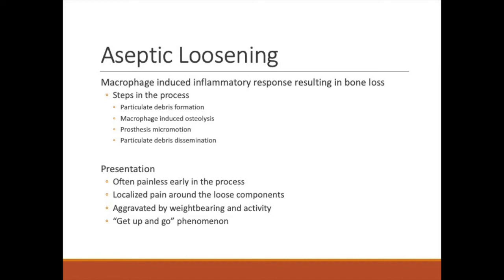Eventually, they will have localized pain around the loose components, aggravated by weight bearing and activity, with what's called the get up and go phenomenon, which is where the patient has no pain at rest. They go to get up and move, and that becomes extremely painful, but then as they continue to walk, they almost impact the prosthesis into their bone, and so the pain actually gets better. Then when they come to rest again, it sort of falls apart, and then they experience this all over again.